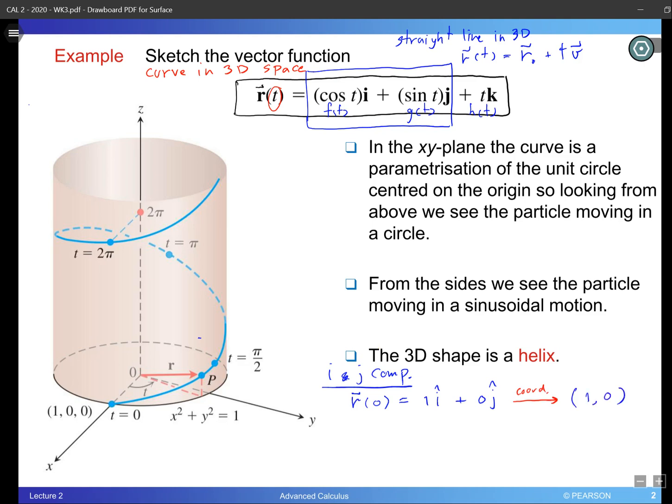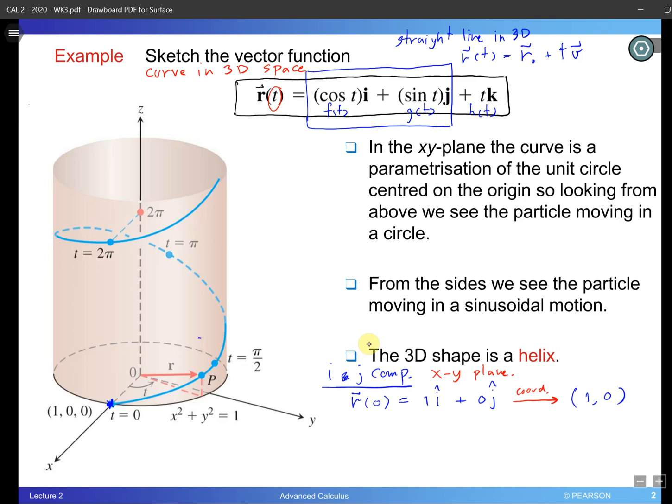Let's put this point in the space. So x equal to 1 and y equal to 0, and for now we work on the xy plane, because z doesn't matter at this point. So let's put x equal to 1 and y equal to 0. It's right here. This is the starting point at t equal to 0.